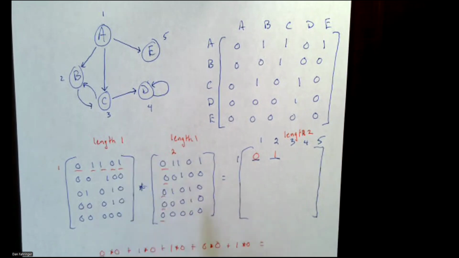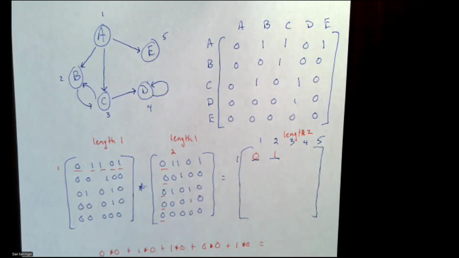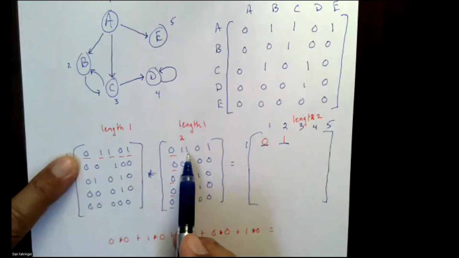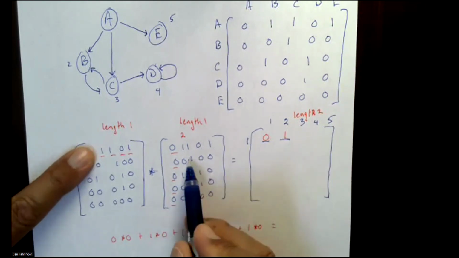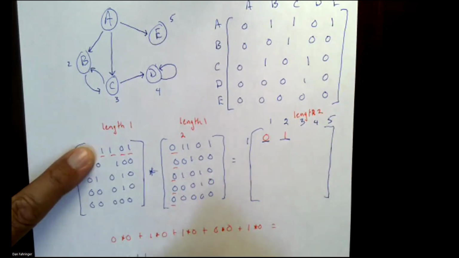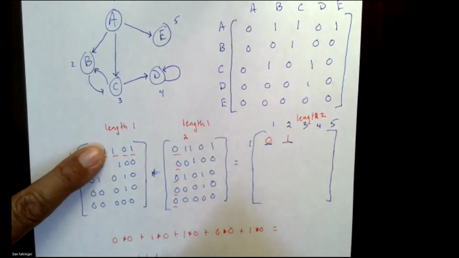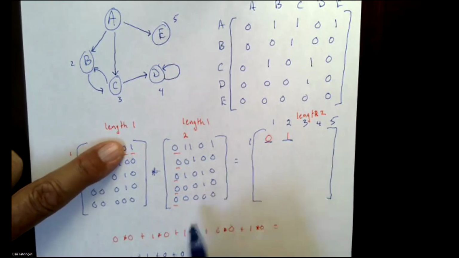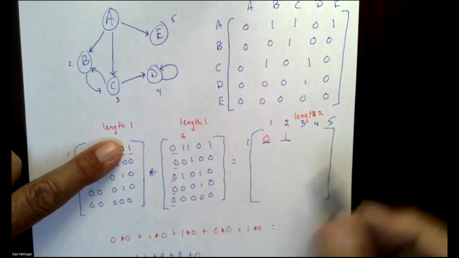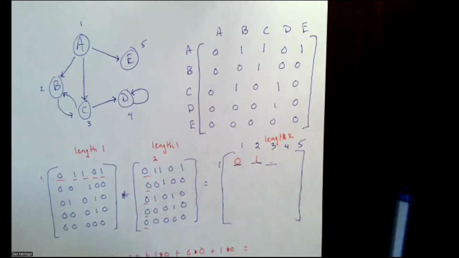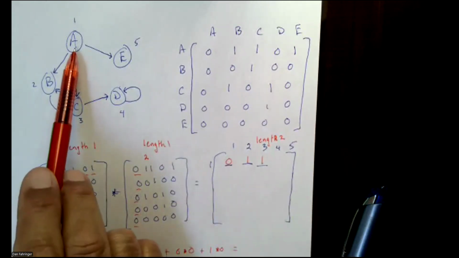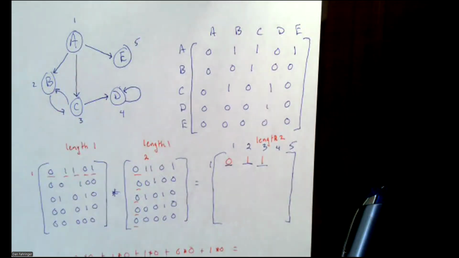Try row 1 times column 3 and see what you get. 0 times 1 plus 1 times 1 plus 1 times 0, 0 times 0, and 1 times 0. There's one way. There's one way to get from A to C, oh, there we go, A to B to C.